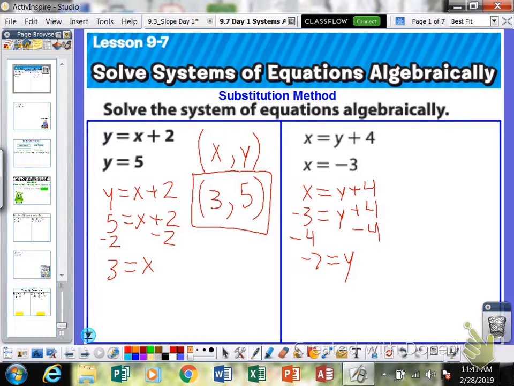So now we found what our y is. We know what our x is. We want to write our solution as an ordered pair. So we have x comma y. Our x is negative 3. They tell us that right away. And our y we just found is negative 7. So that would be our ordered pair, and that would be our solution there.